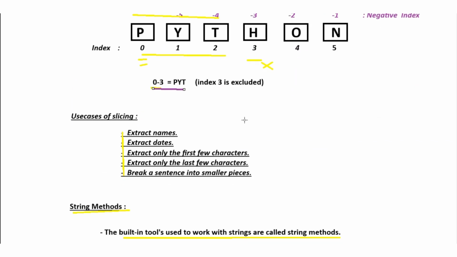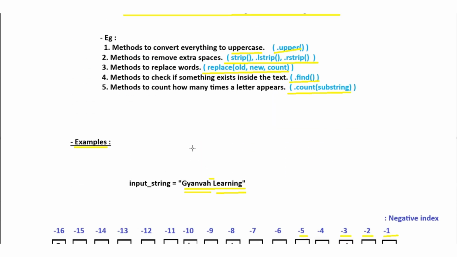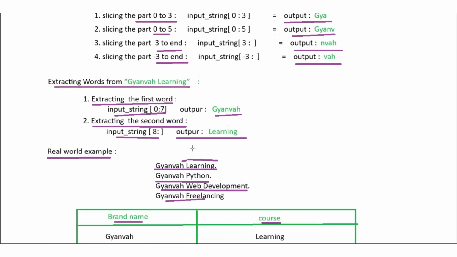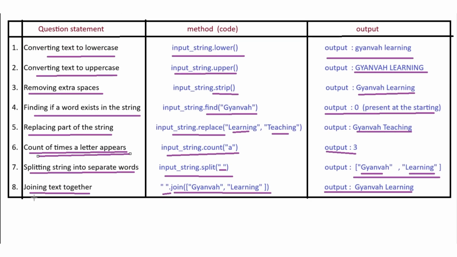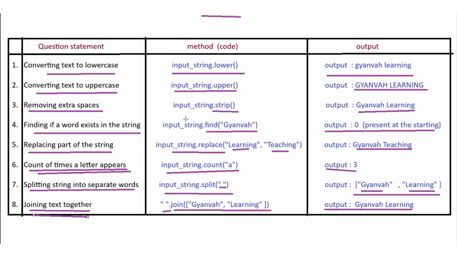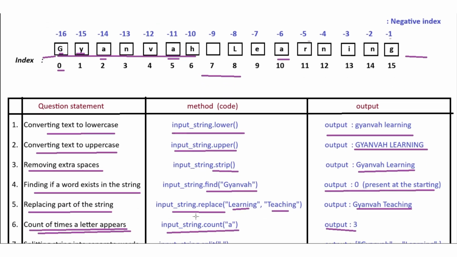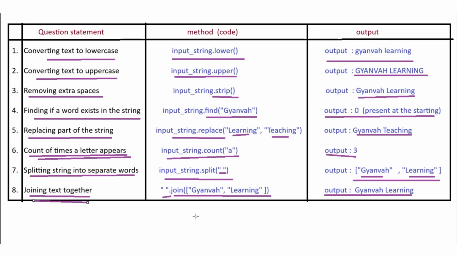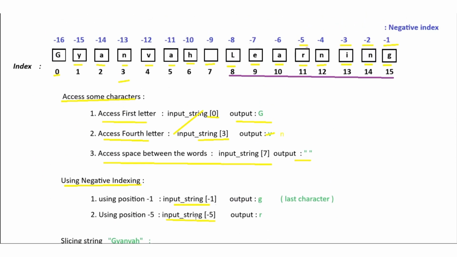After that, we explored string methods. We converted text to lowercase. We converted text to uppercase. We removed unwanted spaces. We searched for words. We replaced words. We counted characters. We split text, and we joined text back together. Using the string Gyanvah Learning, we saw how each of these techniques works in real life. You now have the ability to clean text, format text, analyze text, and pull out the exact parts you need.